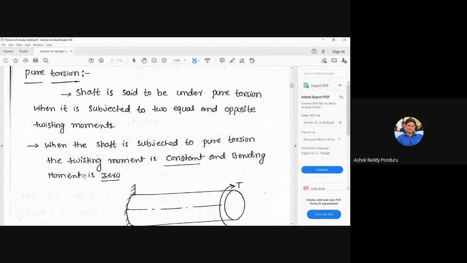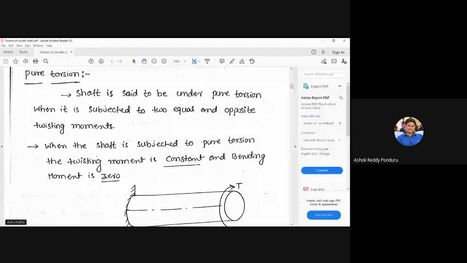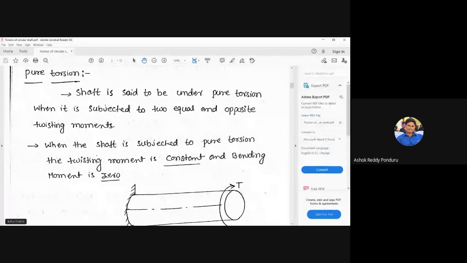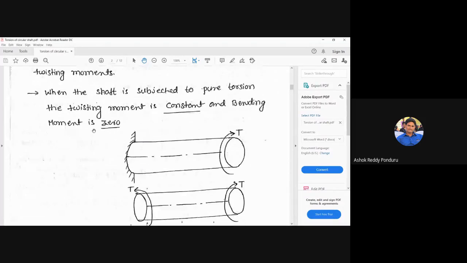One, pure torsion. In the bending stresses, we already discussed pure bending. In the same manner, we will discuss pure torsion. What it means is, the shaft is said to be under pure torsion when it is subjected to two equal and opposite twisting moments or twisting couples.